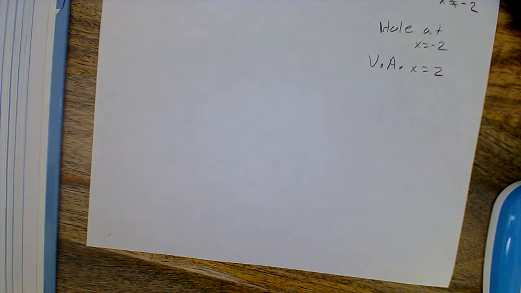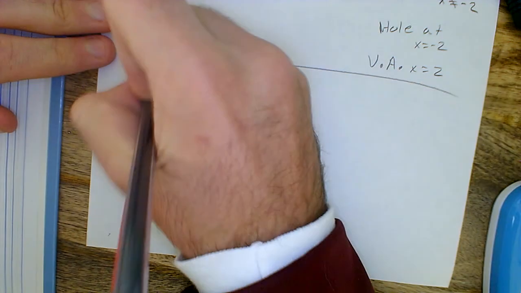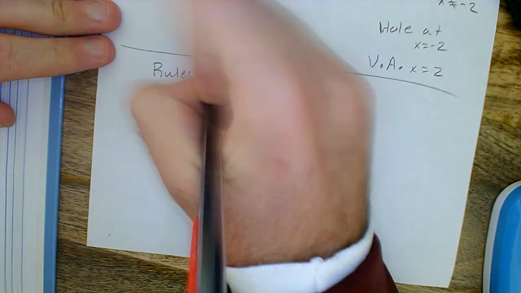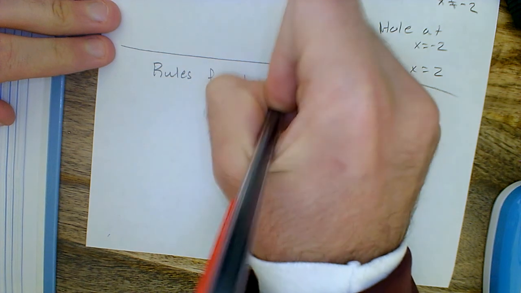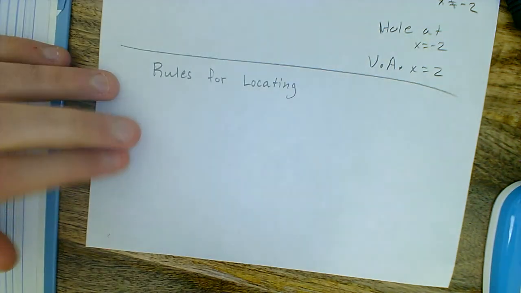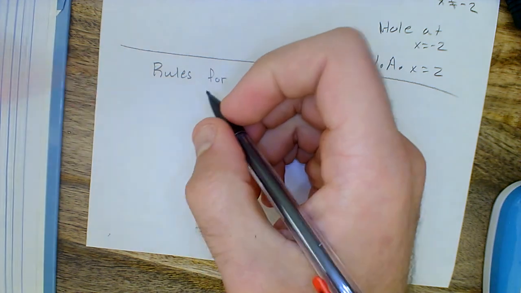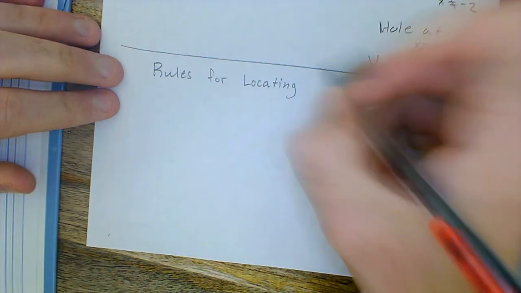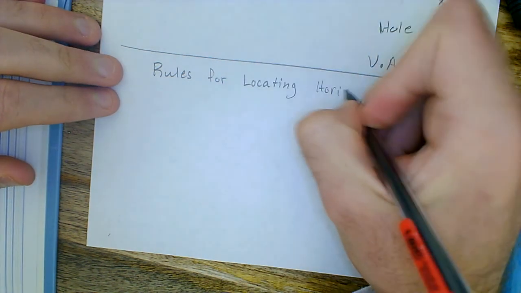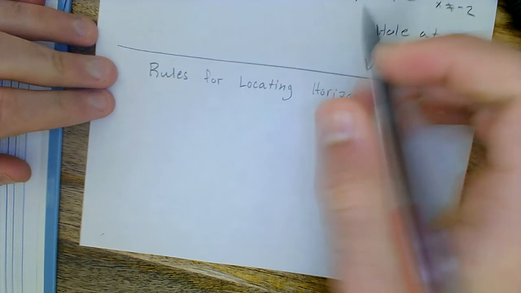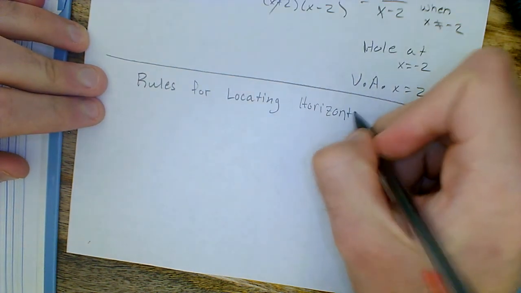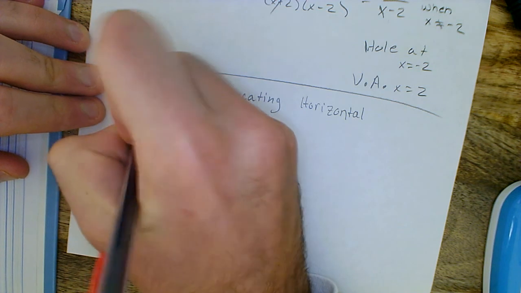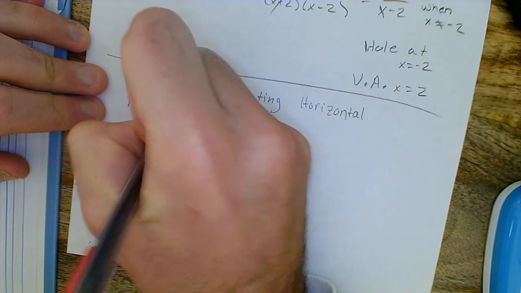Okay, so there's a table of rules here for identifying this stuff. Rules for locating horizontal asymptotes. So those are how you find holes and vertical asymptotes. Horizontal asymptotes are a little different, right?